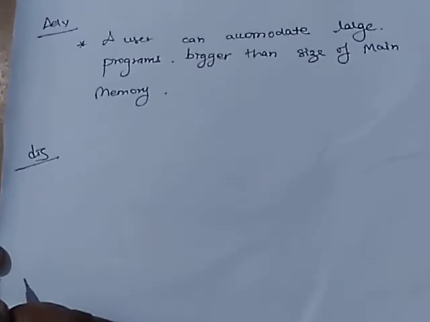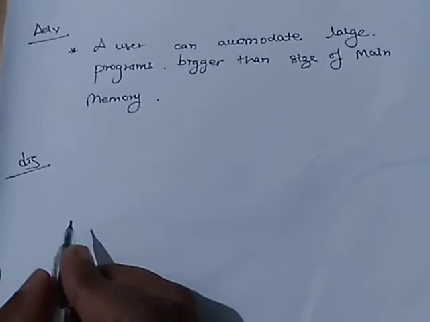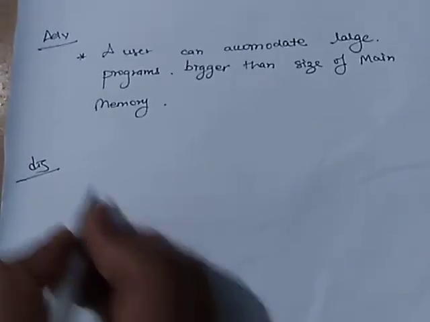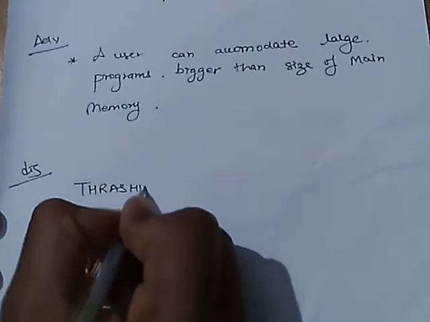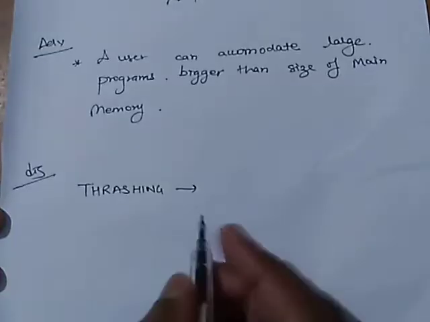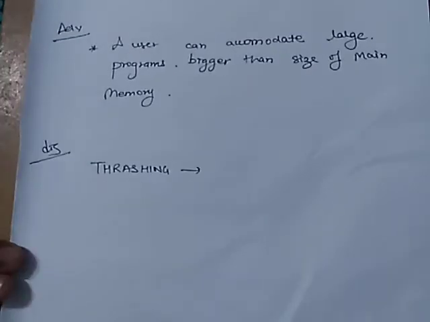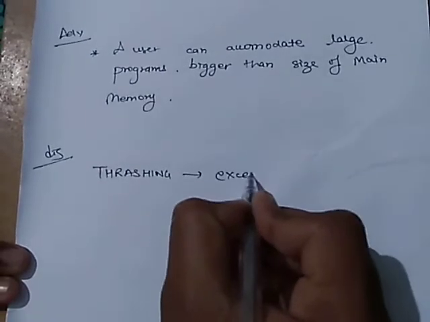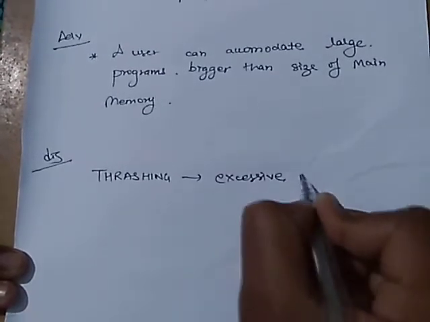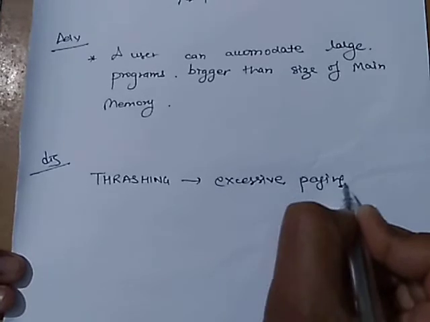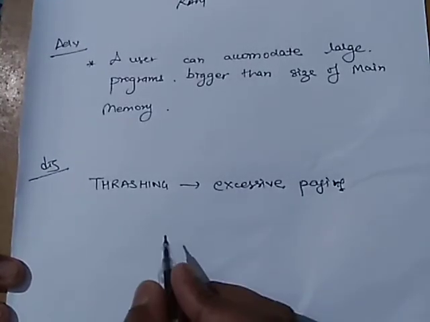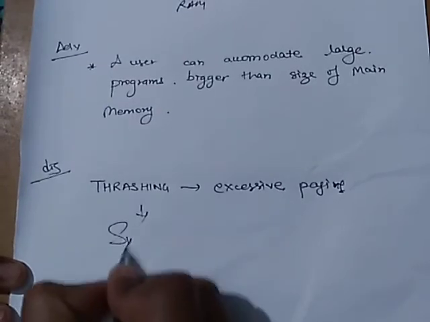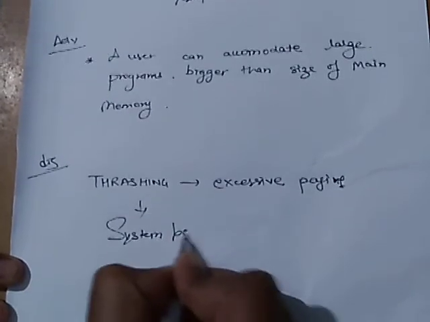Now, the disadvantage. Excessive use of swapping leads to thrashing. In thrashing, excessive paging takes place. The concept of paging I will teach you in the next lectures. Because of this, system performance goes down.